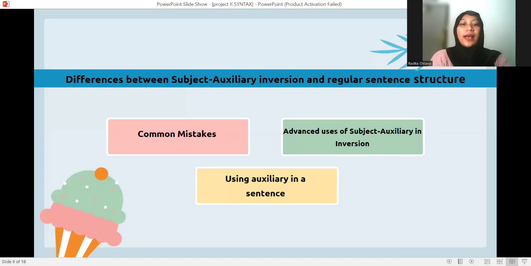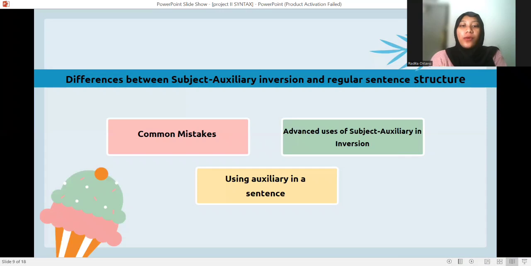In addition to asking questions, negation, and emphasis, subject auxiliary inflection is also used in conditional sentences, passive voice, and inverting phrases. In conditional sentences, subject auxiliary inflection is used to create the if clause. You could say, if I were you, I would go to the store.